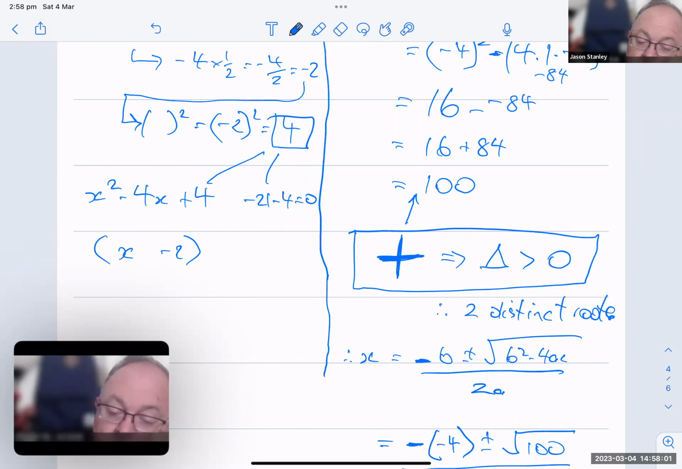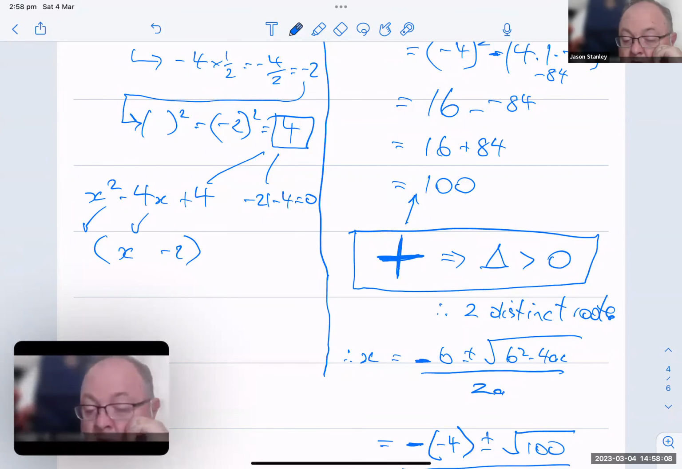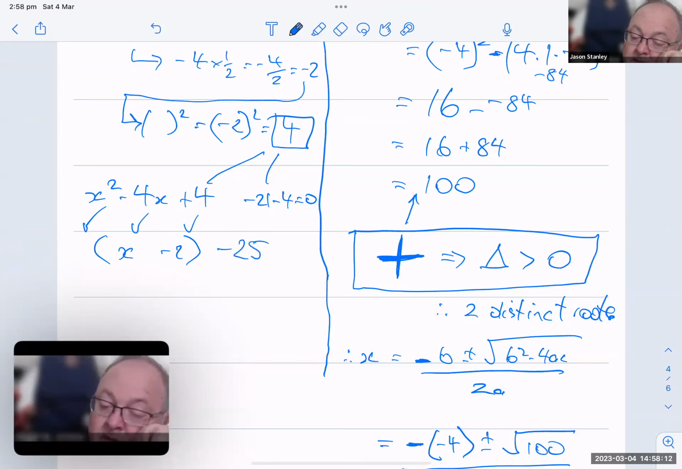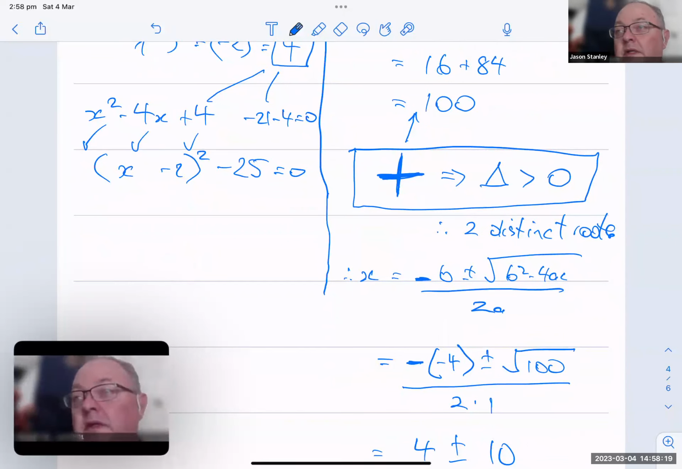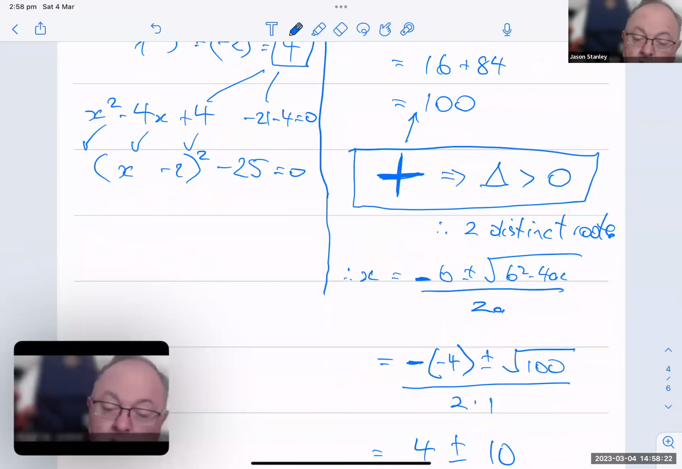Let's check it. X times x is x squared. X times minus 2 is minus 2x, times 2 is minus 4x. Minus 2 times minus 2 is plus 4. Minus 21 minus 4 is minus 25. And don't forget your square. Now, of the students that are here with me today, if there's one of you that doesn't like me doing it, I want to test this idea. If I just say, I'll do this just to get this over.